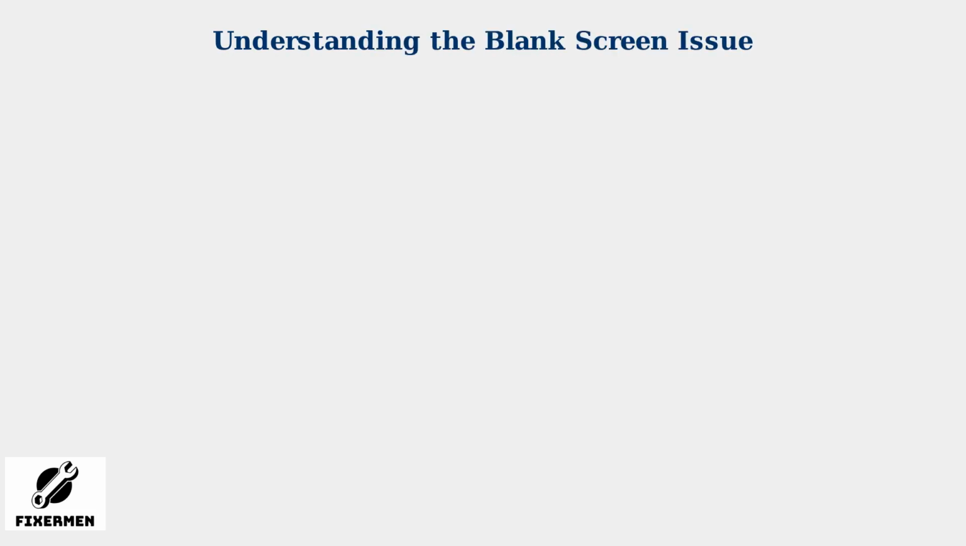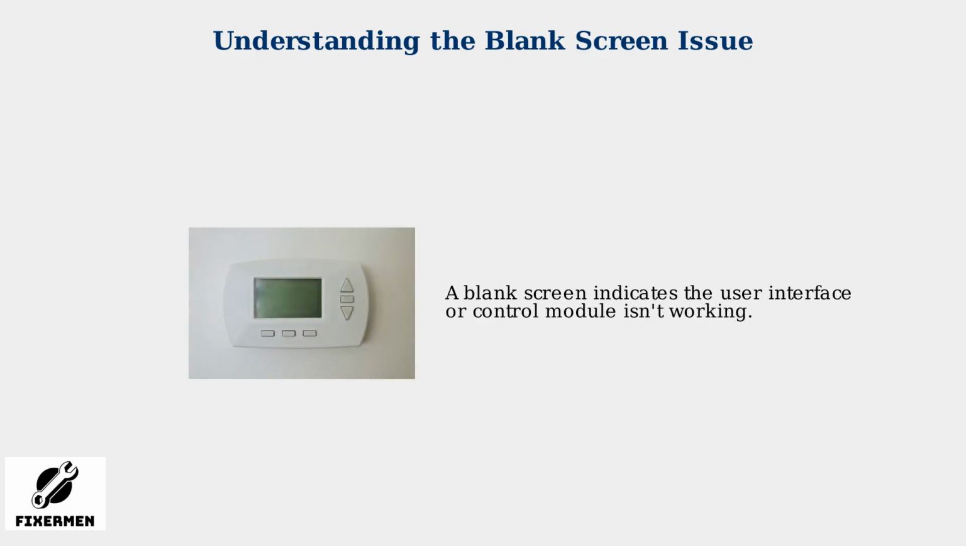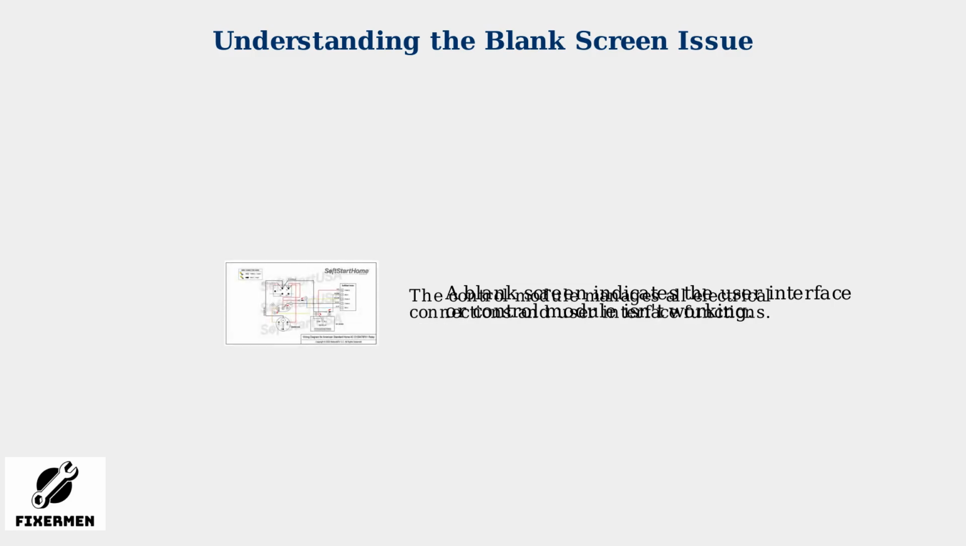Welcome to Understanding the Blank Screen issue on American Standard AC units. Normally, your American Standard smart thermostat displays the current temperature, humidity levels, and whether the system is heating or cooling. When you see a blank screen, it means the thermostat or main panel isn't powering on or displaying important error codes. This issue often stems from problems in the user interface or control module, which handles the thermostat's display and electrical connections. Power supply problems are a common culprit, as the display needs consistent electricity to function.